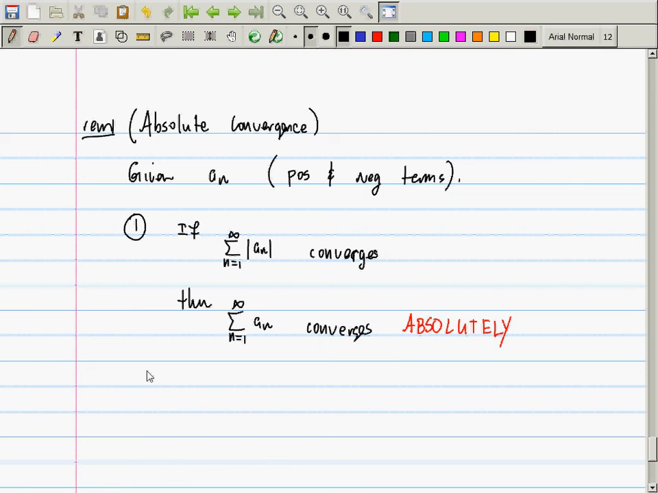Okay, two. If the series of a_n converges and the series of the absolute value of a_n diverges, then that is to say, I give you some sequence, it might have some positive terms, it might have some negative terms, you sum it up and it converges. Then you say, okay, now what if I change all of the signs to positive and I try and sum that up, and you say, but that diverges. Then this series converges, but more specifically it's said to converge conditionally.